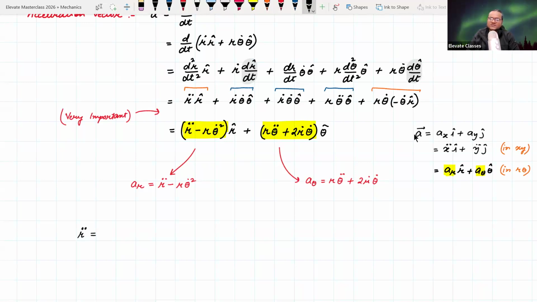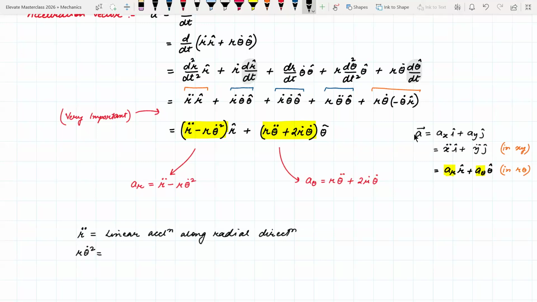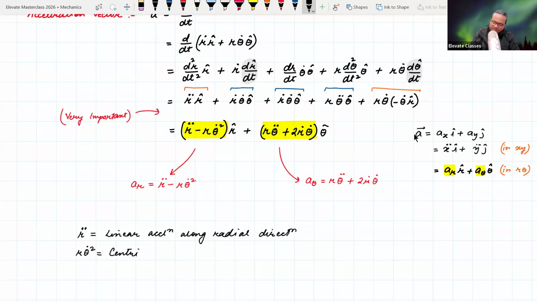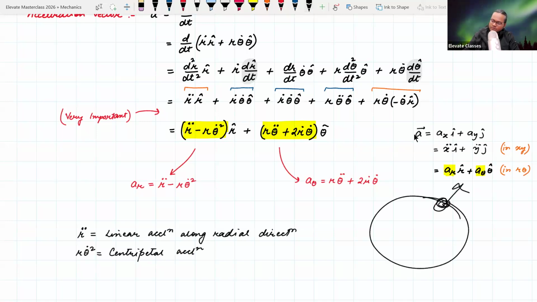R double dot is nothing but, it's not AR, but it's simply you can say that this is the linear acceleration along radial direction. Now what is R theta double dot theta square? ये क्या है बताओ? ये तो देखा होगा. ये सर सेंट्रीफ्यूगल, सेंट्रीपिटल एक्सेलरेशन. ठीक है. आप लोग जब भी प्लैनेटरी मोशन करते हो तो आप ऐसे करते हो ना, फोर्स का तो उसी का टर्म है ये, नथिंग एल्स.